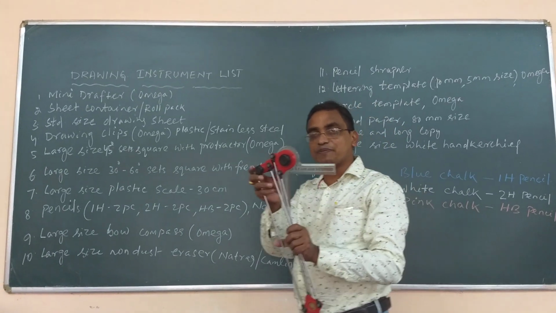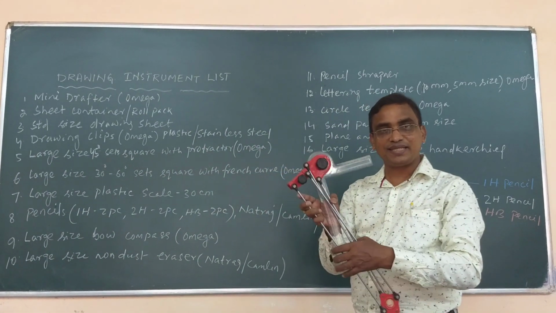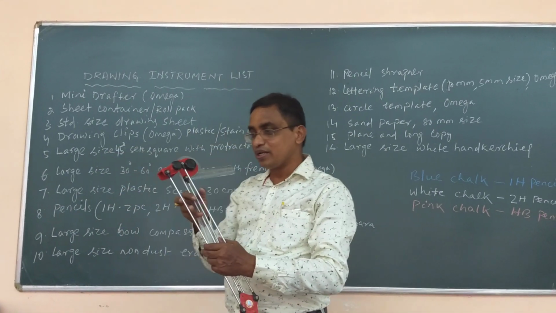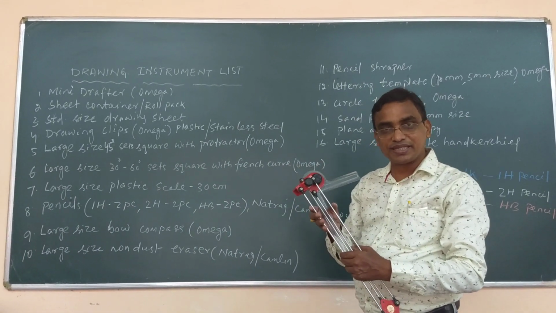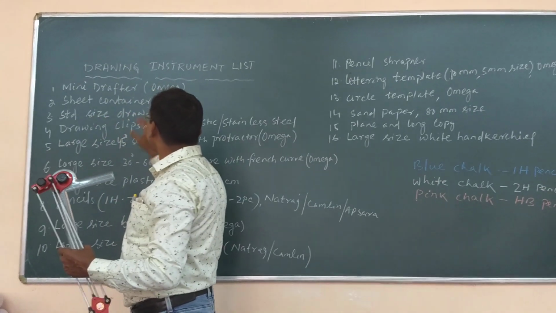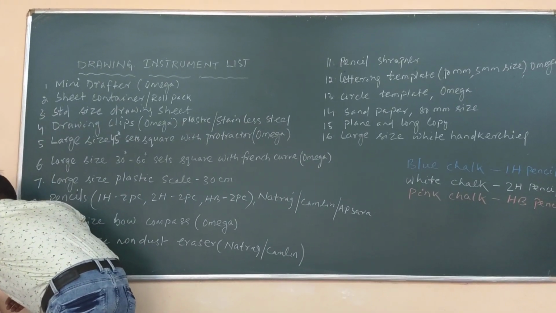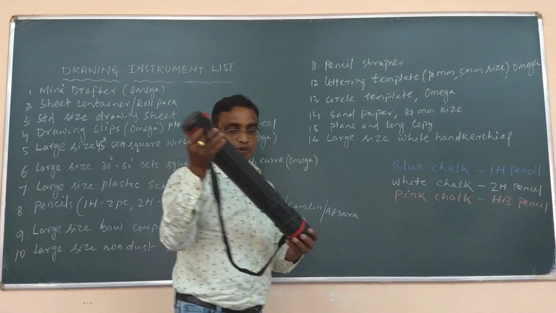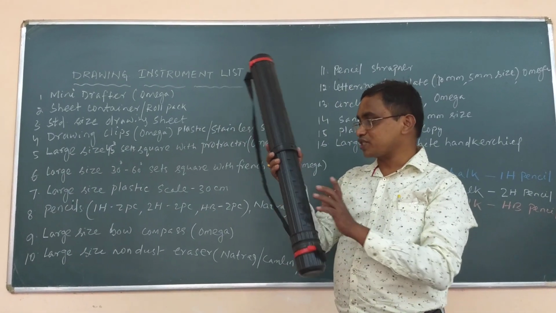With the help of the Mini Drafter, you can draw parallel lines, vertical lines, horizontal lines, inclined lines. So it is very easy to draw your drawing, you save your time, and it maintains accuracy. Second thing is your seed container or roll pack. This is the seed container or roll pack. You have to keep your drawing sheets inside it. It will give protection to your drawing sheet.